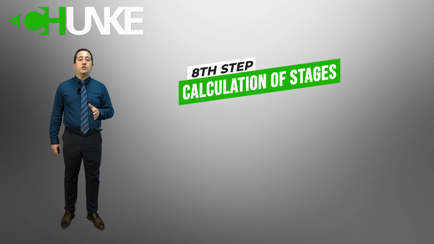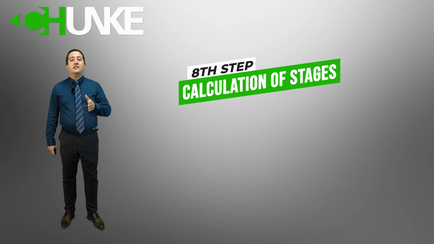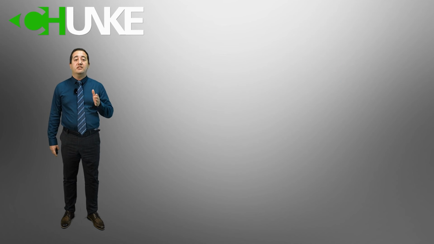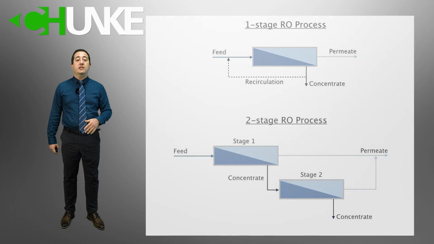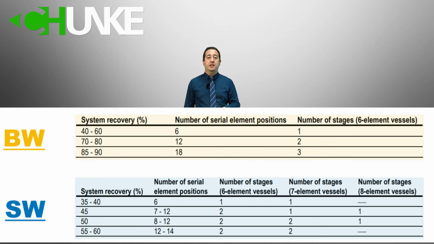8. Calculation of stages. The number of stages defines how many pressure vessels in series the feed will pass through until it exits the system and is discharged as a concentrate. Every stage consists of a certain number of pressure vessels in parallel. Here there is a stage table. Here I will give you two tables for brackish water and seawater. You can use these tables to choose the right stage number and recovery rate. But normally we use ROSA or WAVE software to be sure of the stage number.